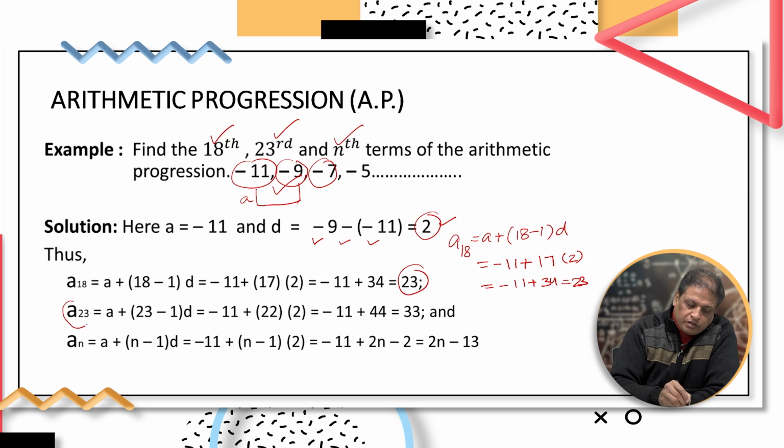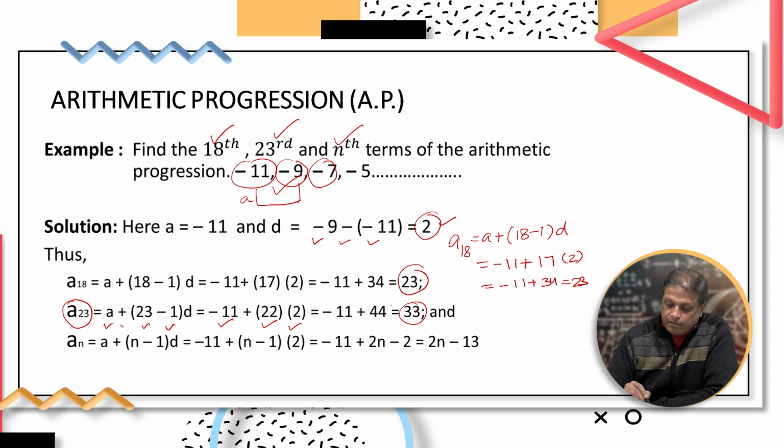On the same lines you can calculate it for a23. So it will be a plus 23 minus 1 into d. So minus 11 plus 22 into 2, that turns out to be 33. On the same lines you can apply it for a n, wherein a plus n minus 1 into d turns out to be 2n minus 13. I hope you understand what an arithmetic progression is, and how to calculate the nth value, or at random say the 18th or 23rd or any value, by following the formula a n is equal to a plus n minus 1 into d.